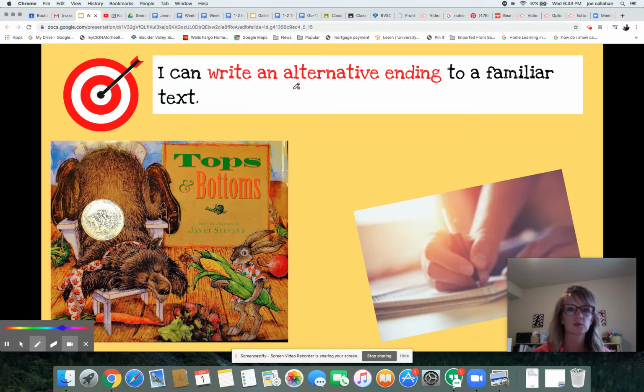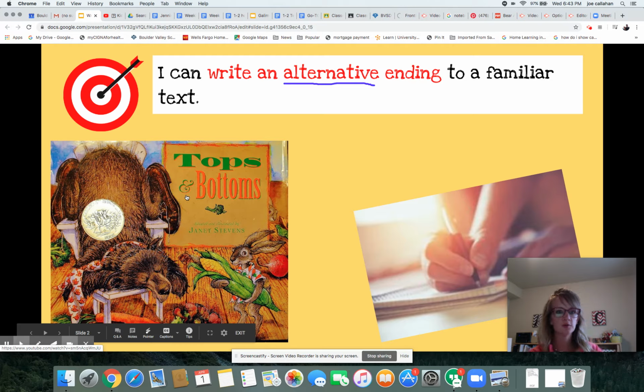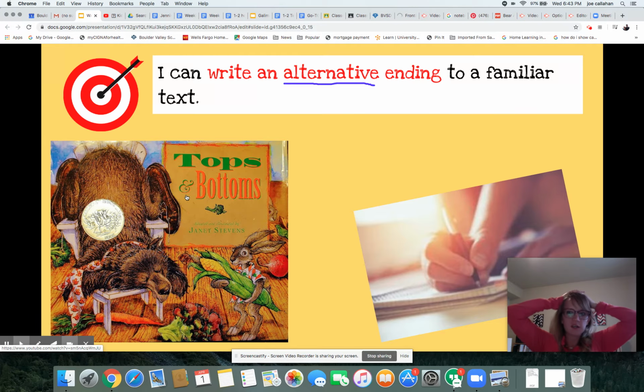Who knows what this word alternative means? That's right. It just means different, a different ending to a familiar text. Put 2 hands on your head if you remember reading Tops and Bottoms by Janet Stevens. It's a great one.